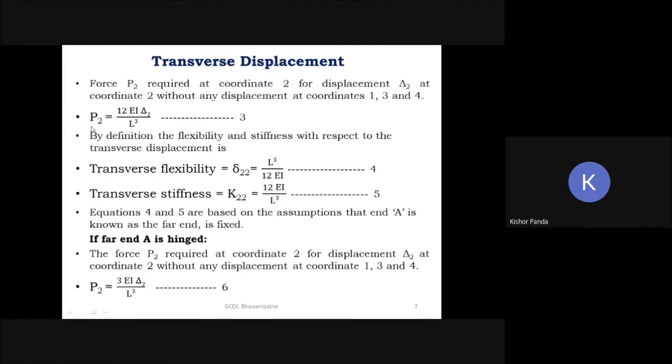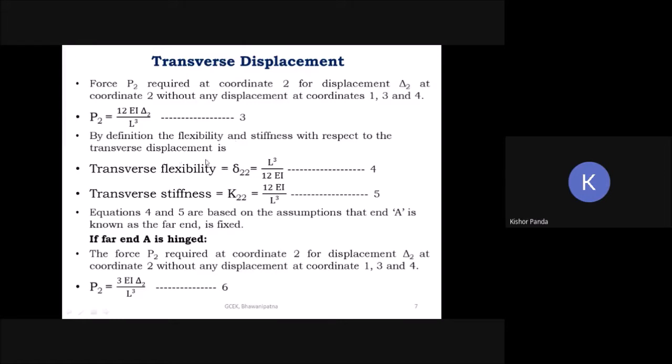You know the relation: the force P2 is equal to 12 EI delta by L cubed. This is the force and displacement relationship when the transverse force is acting along coordinate 2. P2 is equal to 12 EI delta 2 by L cubed. So by definition, you have to find out, in this case, what is the transverse flexibility and what is the transverse stiffness.